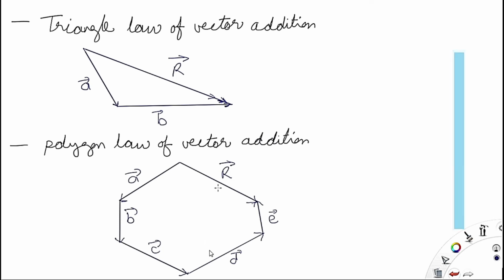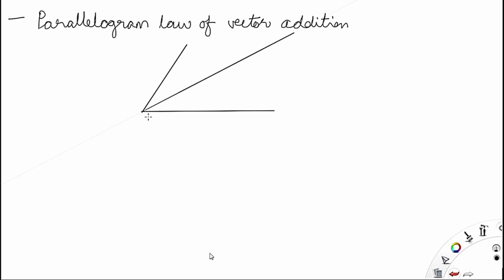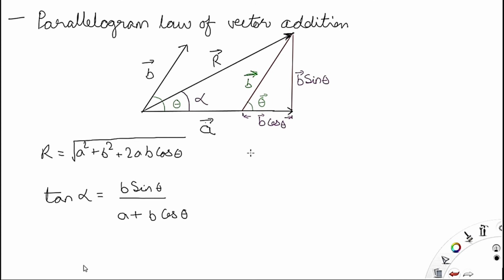Now parallelogram law of vector addition. Okay, so in the parallelogram law of vector addition, the two vectors are taken as the sides of a parallelogram, and this diagonal is known as the resultant. Okay, so the resultant has an inclination of alpha with the horizontal, and A and B have an included angle of theta. Okay, so vectors can be moved. So B has been moved here, and this is B. Okay, so we get resultant R equal to the square root of A square plus B square plus 2AB cos theta.